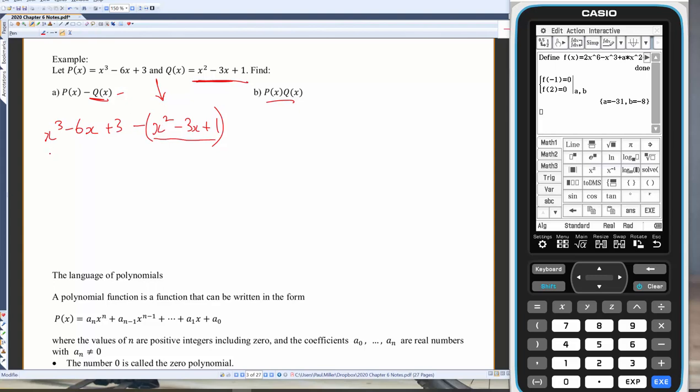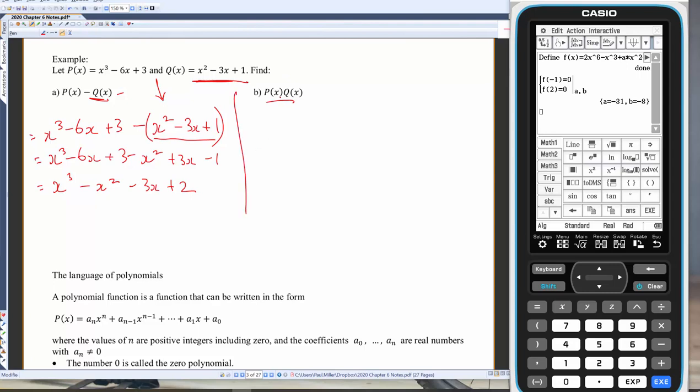All right, so let's go ahead and do it. x cubed take 6x plus 3, take away x squared plus 3x, take 1. Clean it up: x cubed, take away x squared, take 3x, what do we got? Plus 3, take 1 is plus 2, right? So p of x take q of x equals this.